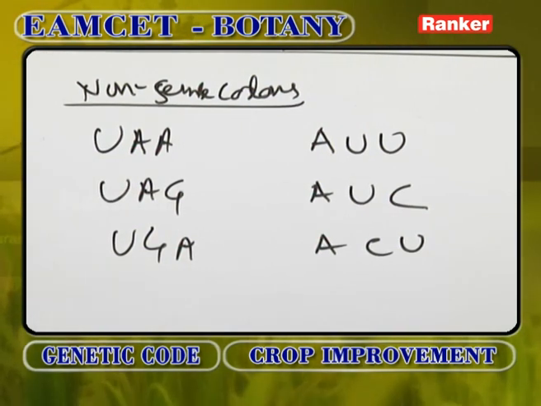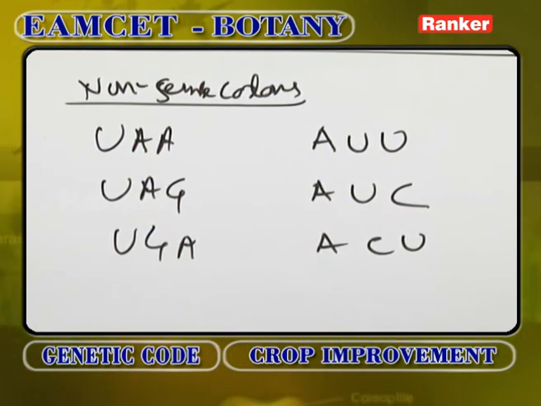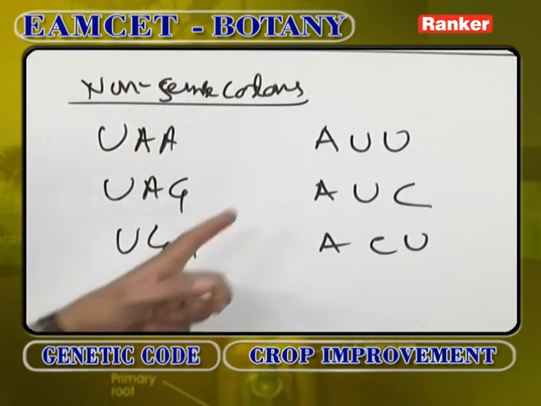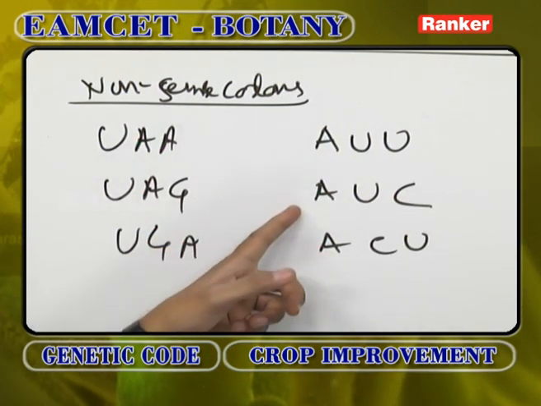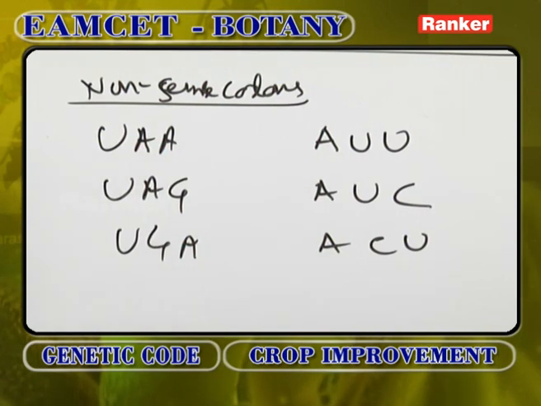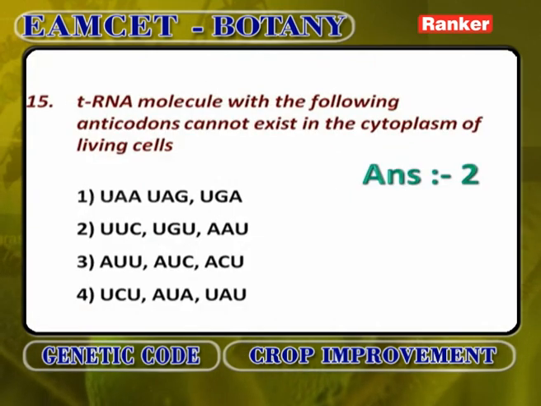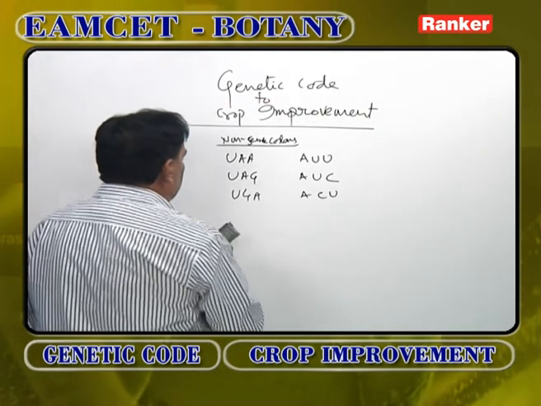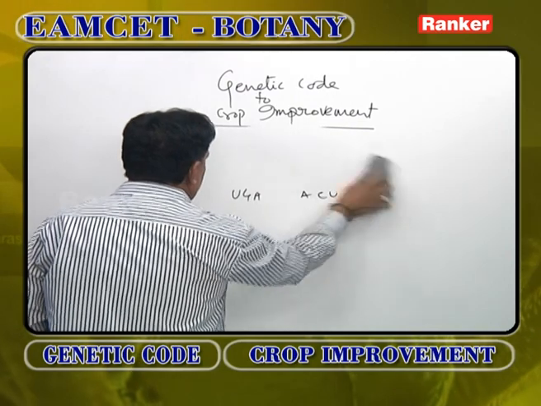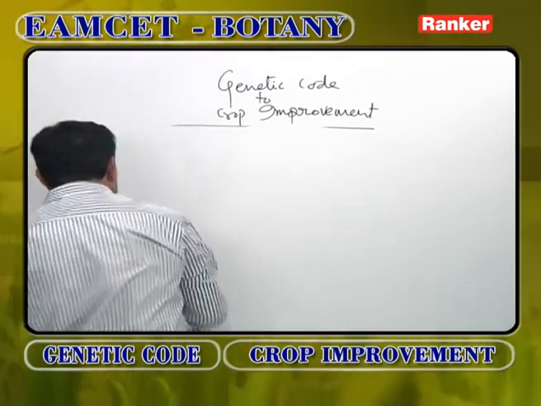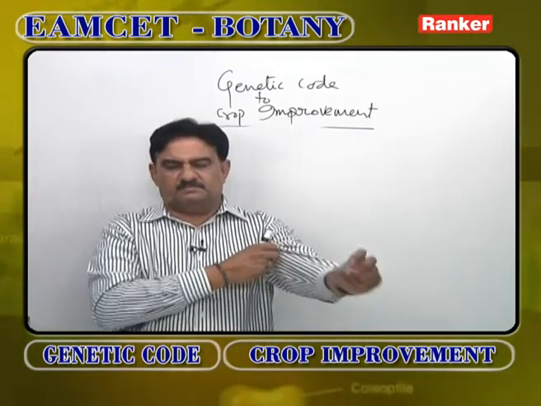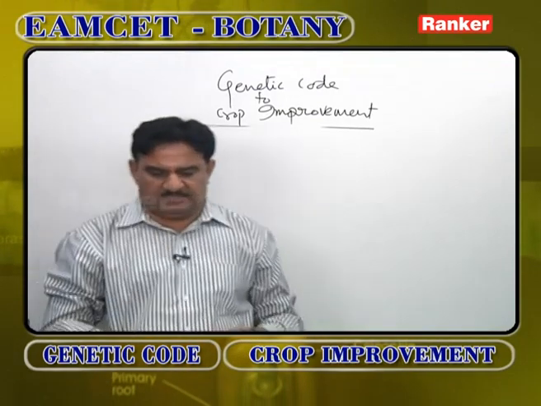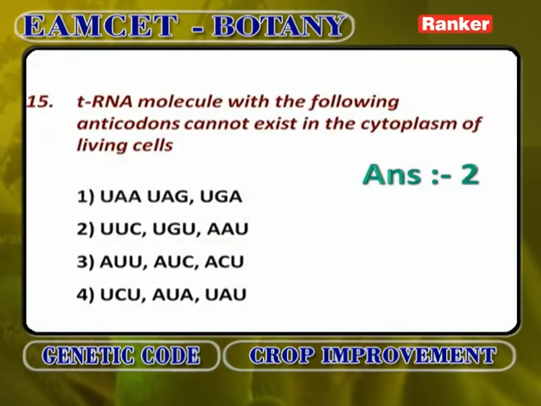A tRNA molecule with the following anticodons cannot exist in the cytoplasm: AUU, AUC, ACU. Here, the answer is given as 2, but it is not 2, it is 3. The tRNAs that cannot exist in the cytoplasm are those with anticodons complementary to the nonsense codons UAA, UAG, UGA. The absent ones are AUU, AUC, ACU. It is not UUC, UGU, it is AUU, AUC, ACU.